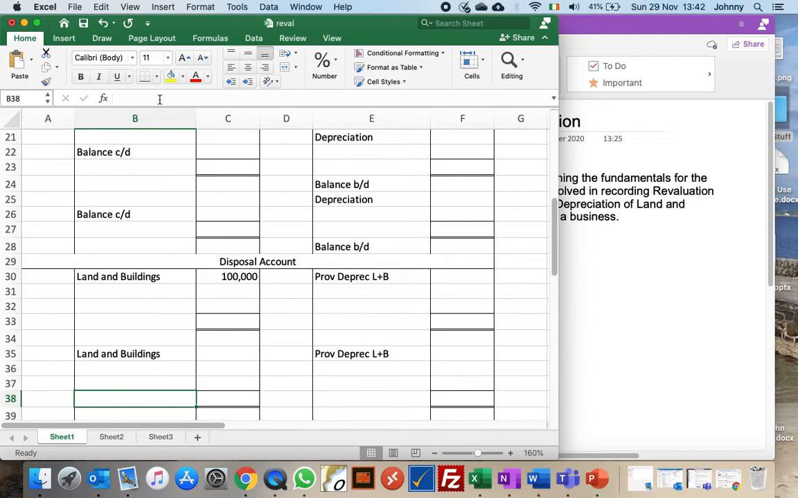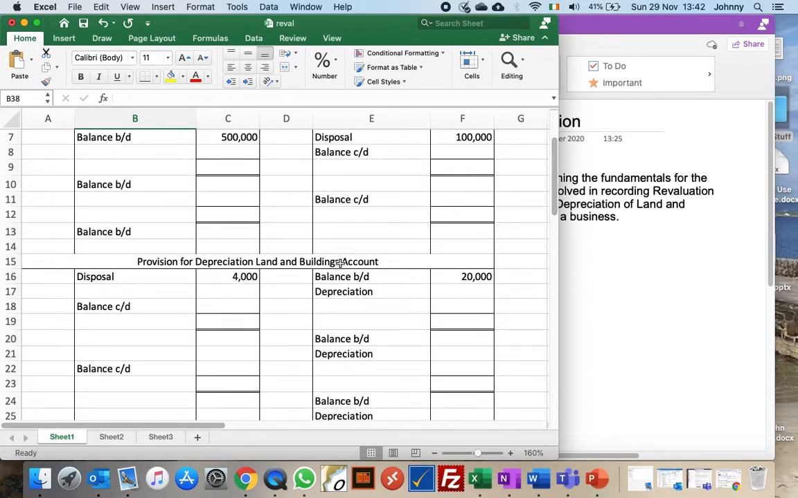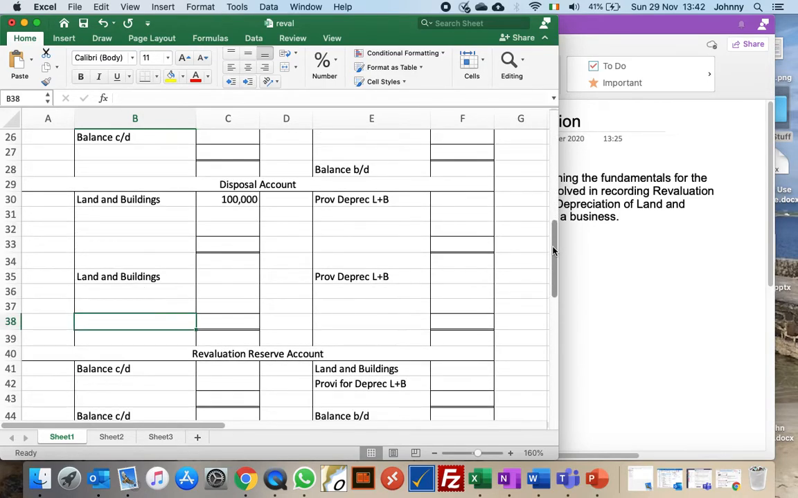So we had a credit in provision for depreciation. Remember, provision for depreciation is a liability account. If we're making our liabilities smaller because we're getting rid of a building, we'll have a debit entry, which means when we go to our disposal account, we'll have a credit entry. So put in 4,000 there in disposal.